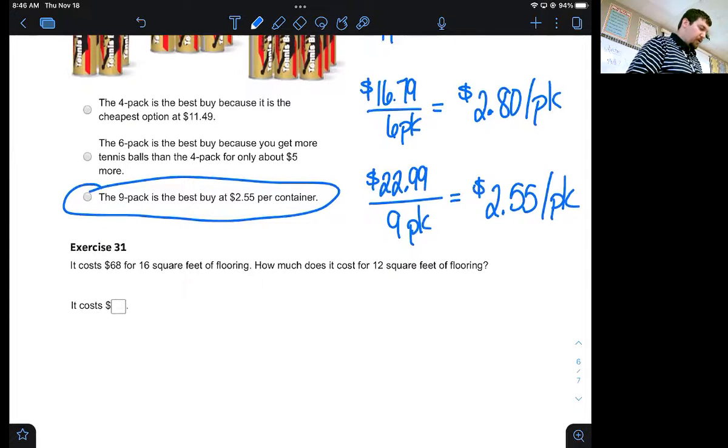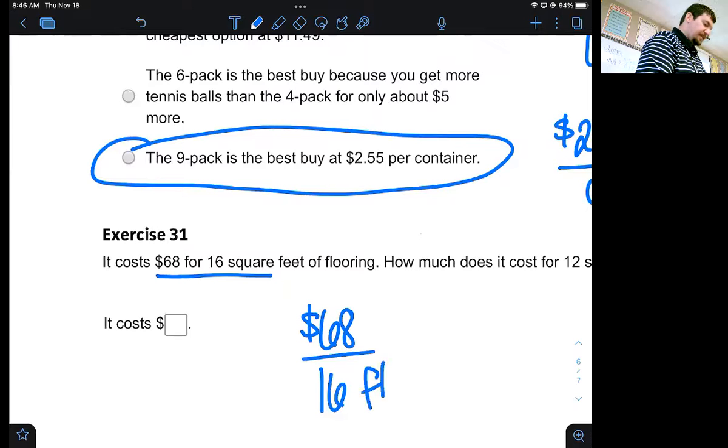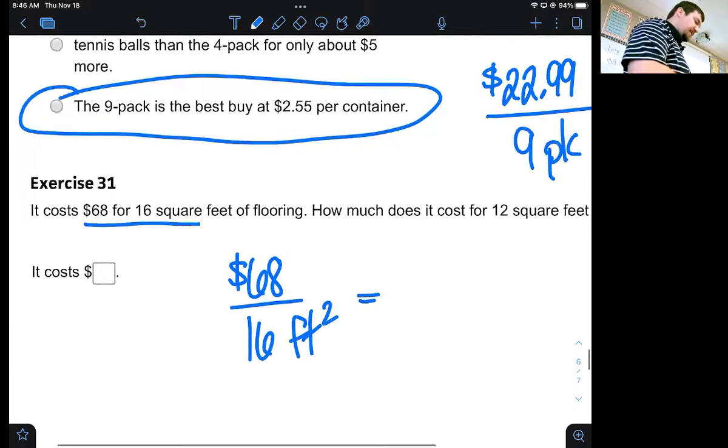And last one, number 31, it costs $68 for 16 square feet of flooring. How much does it cost for 12 square feet of flooring? So this right here is a complete ratio. $68, write it down, for 16 square feet. I'm going to abbreviate that, feet squared. Ella, if I pay $68 for 16 square feet, what does each square foot cost me?